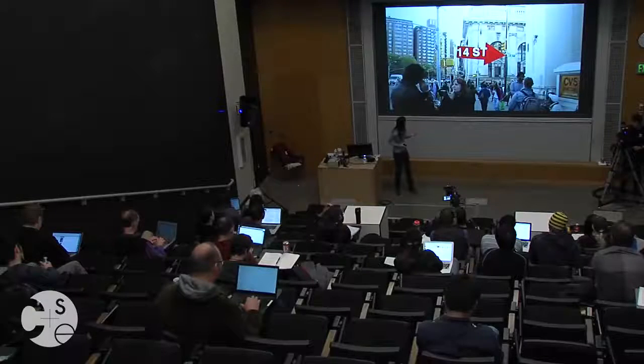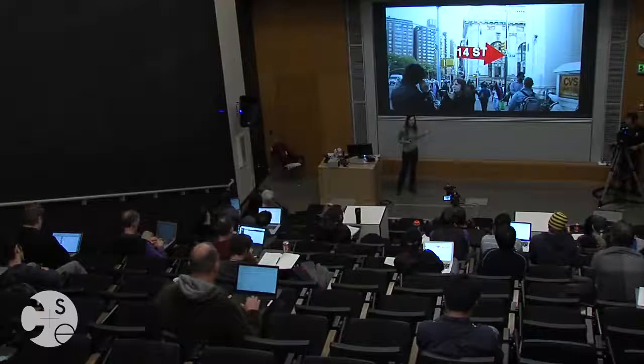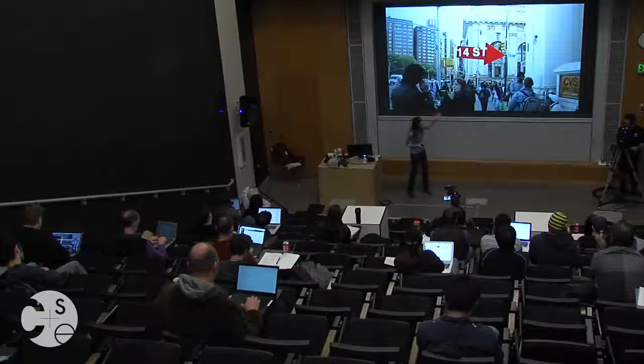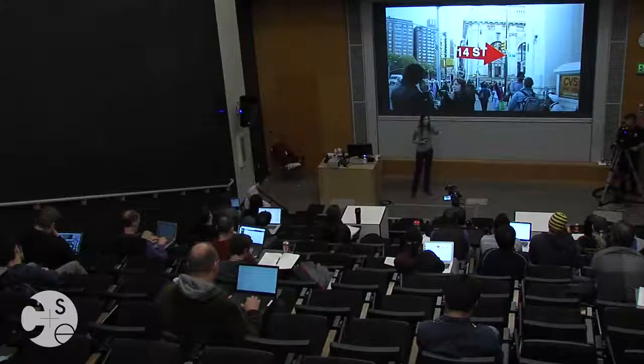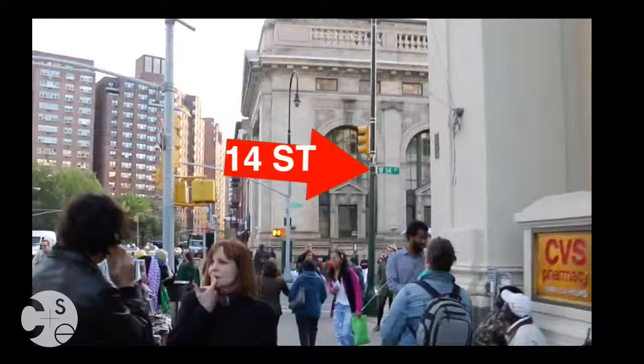So we're excited about this new approach, and we want to apply it to other daily activities as well. One of the activities that we also examined in our study was wayfinding. We want to use context-based visual cues to help people find and read street signs. For example, here there's a red arrow pointing to a street sign that says 14th Street.